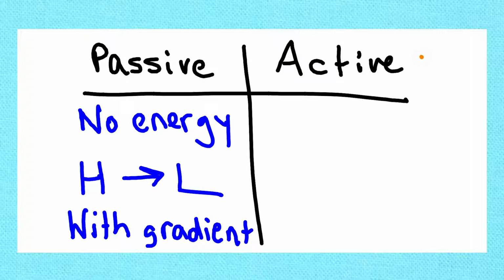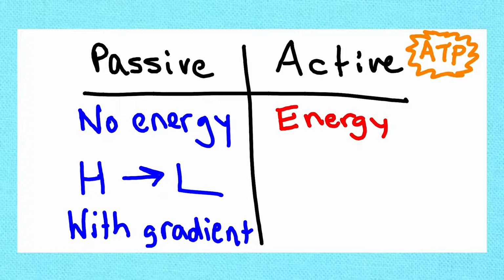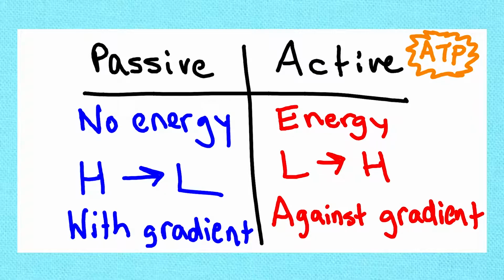With the addition of learning about cell energy, ATP, we can look at the other side. We can look at active transport. This requires energy. I cannot perform active transport without some type of energy. Some amount of ATP is going to help me do this. It is actually going to go from low to high. It's going from the bottom of the hill up the hill. It requires energy to go all the way to the top. And it's going to go against the gradient.